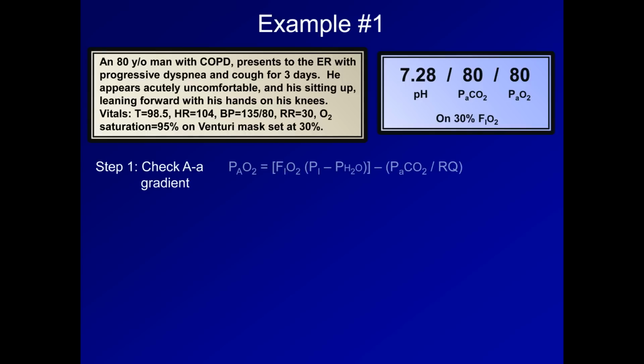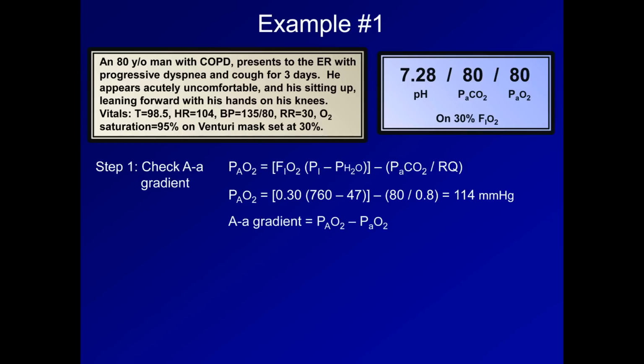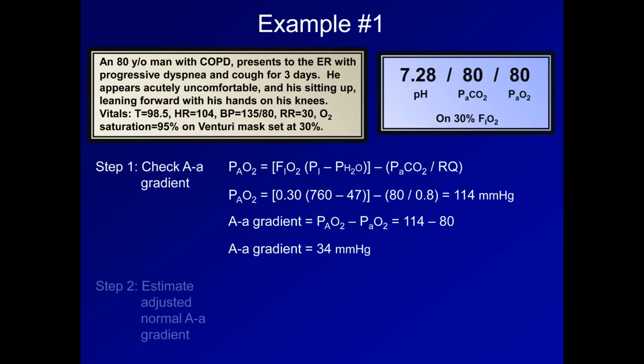Here's the alveolar gas equation to calculate the P big A O2. We plug in our numbers from this example and we get a P big A O2 of 114 millimeters of mercury. As the AA gradient is P big A O2 minus P little a O2, this will be 114 minus 80, or 34. The next step is to estimate the adjusted normal AA gradient.